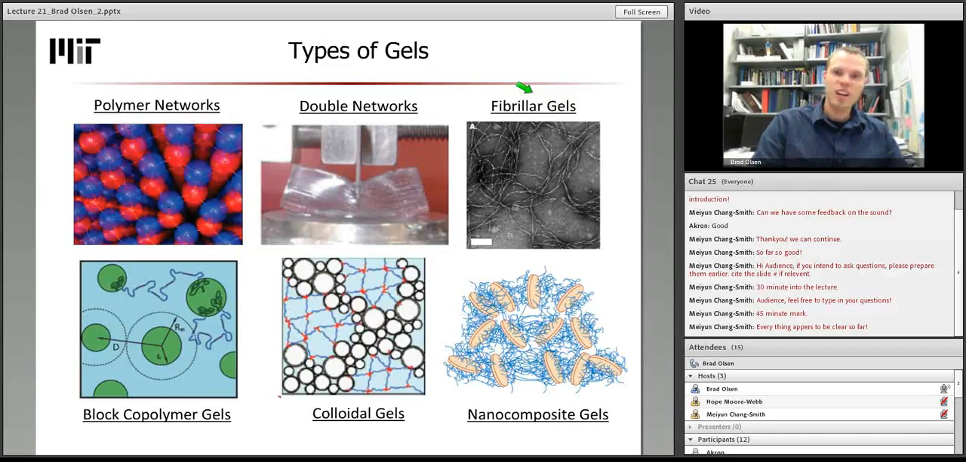Furthermore, we can have block copolymer gels, essentially tri-block copolymers, where the mid-block is highly swelling with solvent, and the swelling of this mid-block results in the formation of a gel. We can have colloidal gels. I think some examples of this were discussed in earlier lectures, where particles can jam together and form a rigid structure that makes a percolating network.